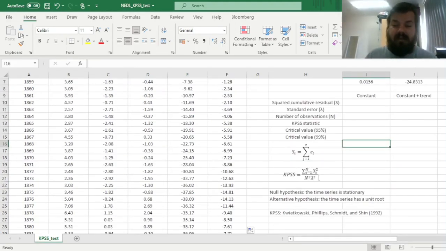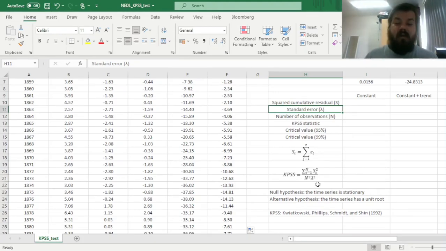And in the numerator, we have got the squared sum of those cumulative residuals. Basically, we are looking at by how much it departs from zero in any way. We're not worried about either negative or positive values. We're just interested in the deviation from zero. And in the denominator, we have got the number of observations n squared and lambda squared, with lambda being the standard error of our residual.